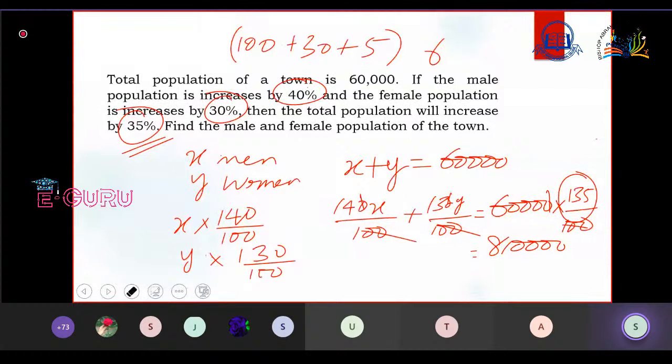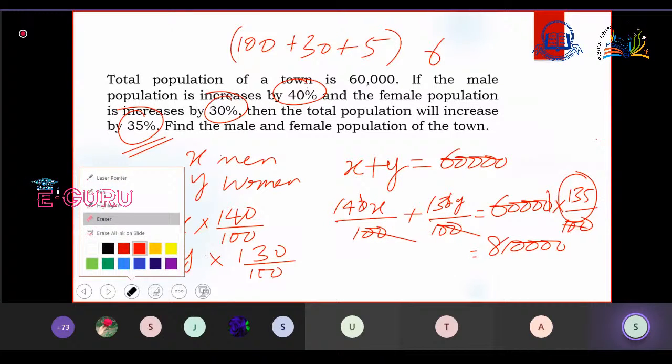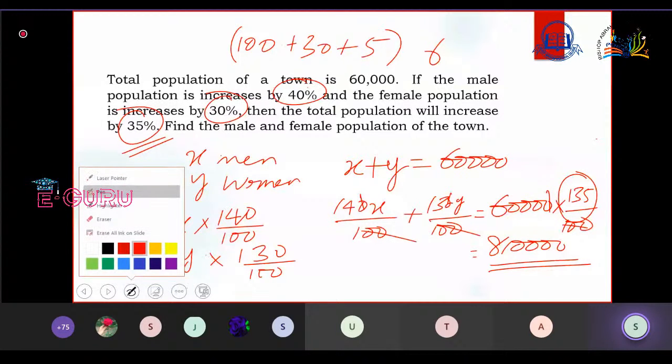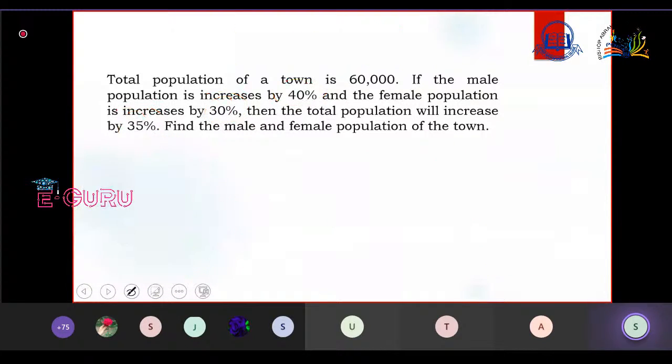So here we got 14x plus 13y equals 8,10,000. So we got two equations. I'm just writing it down after deleting this all. Just a second. Our two equations are x plus y equals 60,000. That's equation number 1.